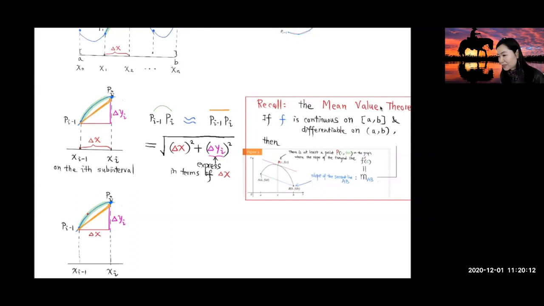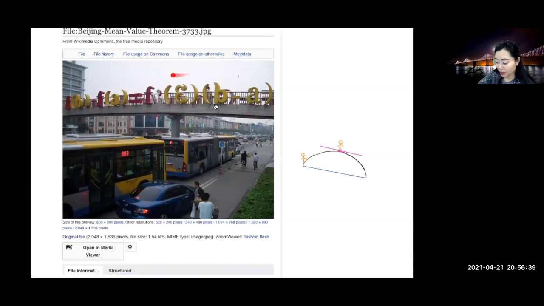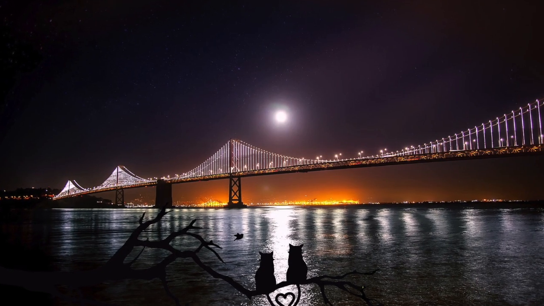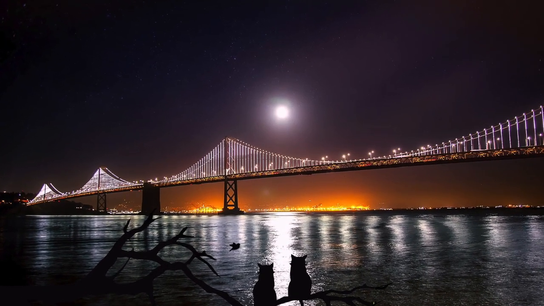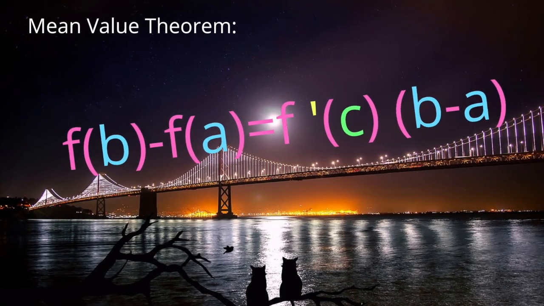Remember you saw that equation on the bridge in Beijing, which is the same equation you see here on this bridge. This photo was taken in Beijing, the capital of China. In 2008, the government of Beijing celebrated the mean value theorem and put it on the bridge. Now imagine that the mean value theorem is celebrated here and put on the Bay Bridge.